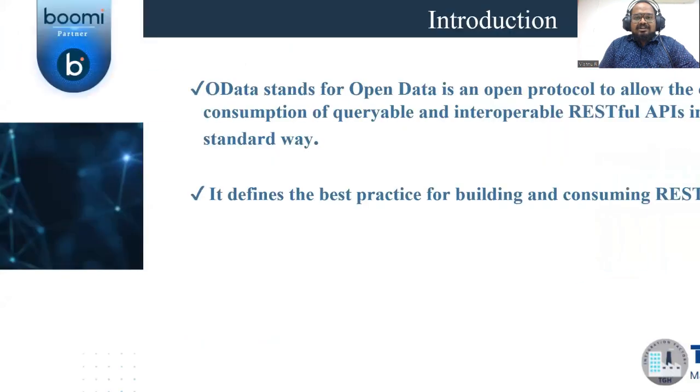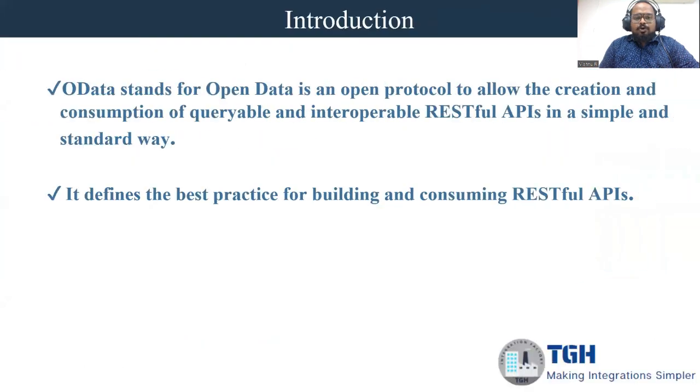So first let us understand what is OData. OData stands for Open Data, which is an open protocol to allow the creation and the consumption of queryable and interoperable RESTful APIs in a simple and standard way. It defines the best practice for building and consuming REST APIs. OData is basically a subset of REST, which can be used either for getting the metadata related to the REST API or for querying the particular data.